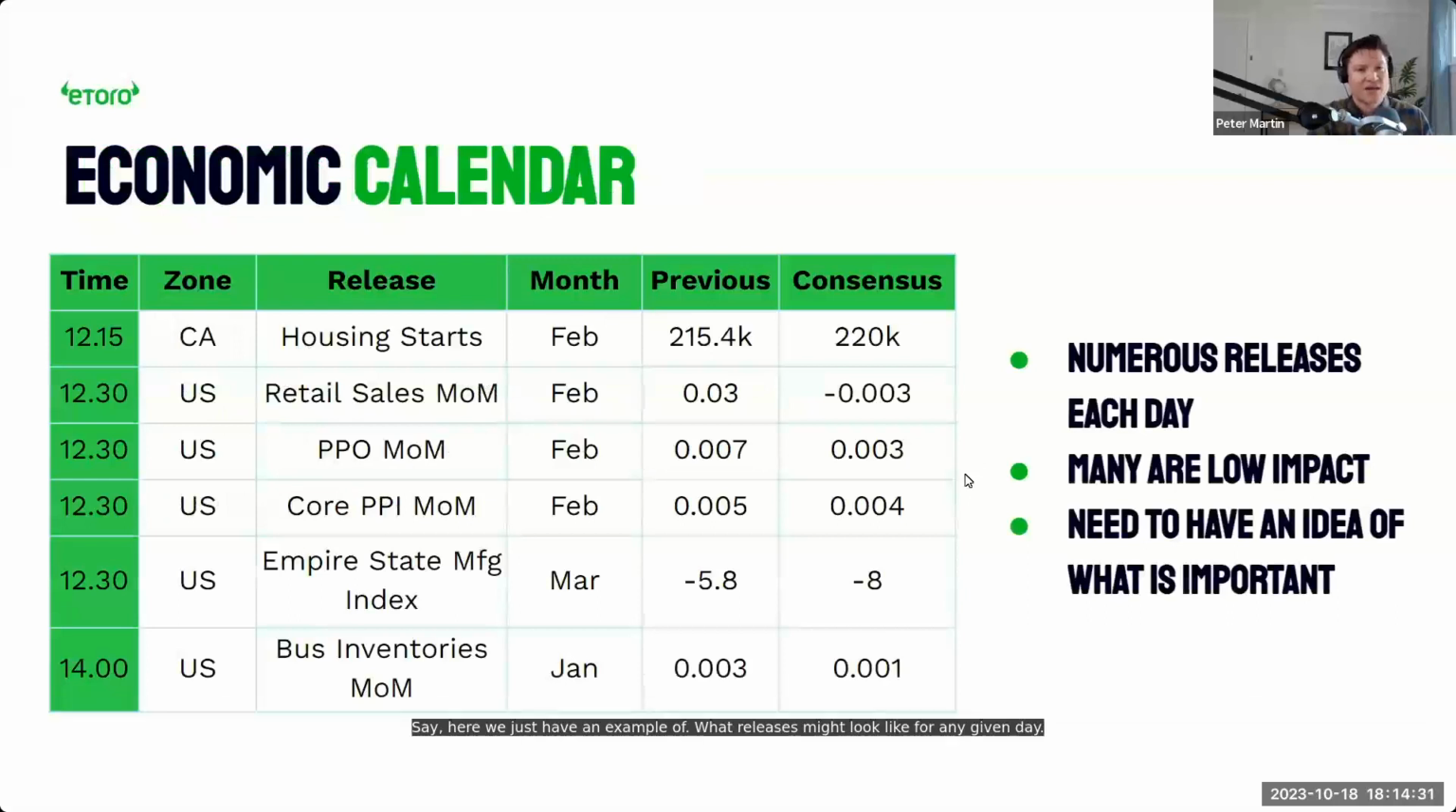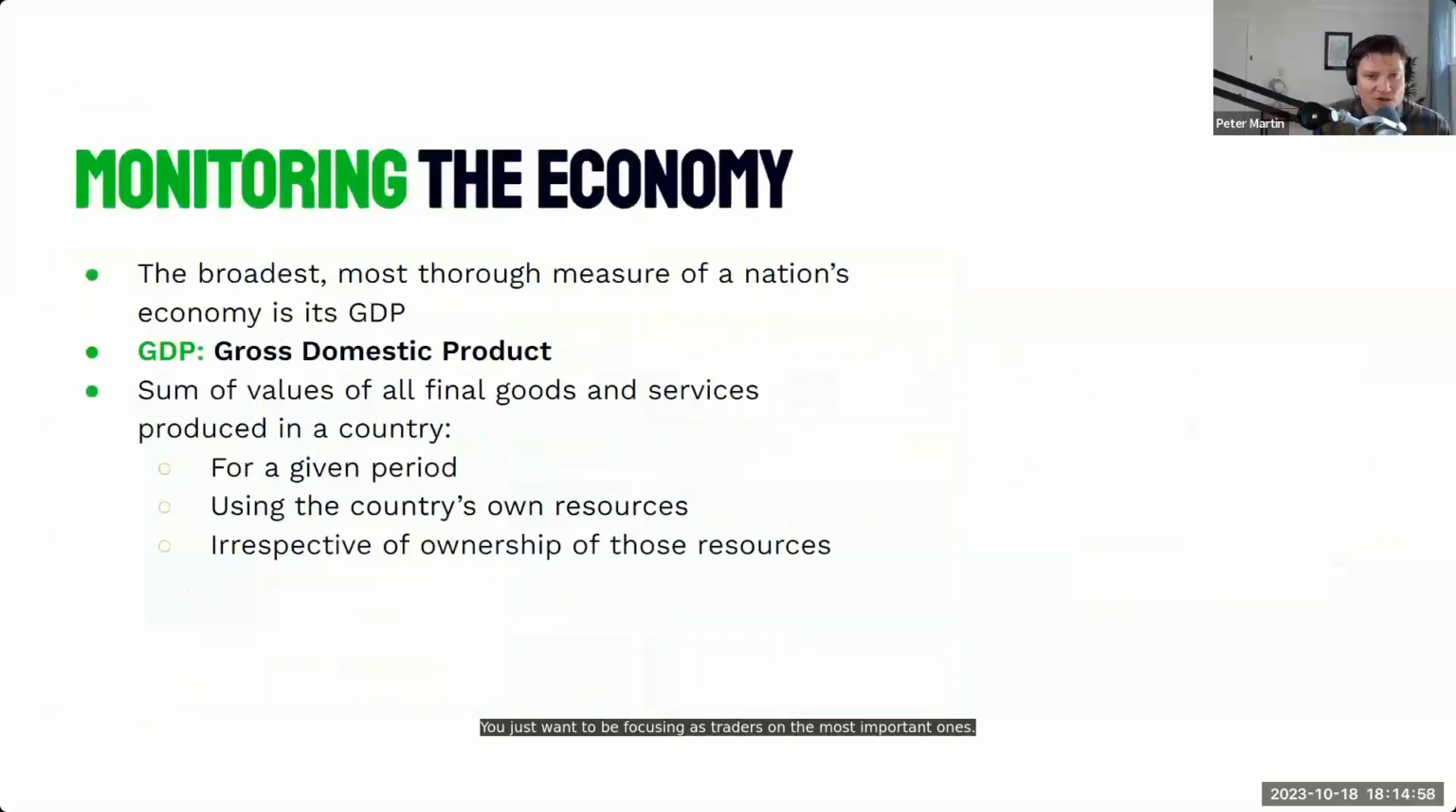So here we just have an example of what releases might look like for any given day. There's numerous economic releases coming out. They're coming out all the time. Some are low impact, some might be high impact. So what we need to do is have an idea about what actually is important, because we don't have the time to look at all of them and analyze every single one. You just want to be focusing as traders on the most important ones.